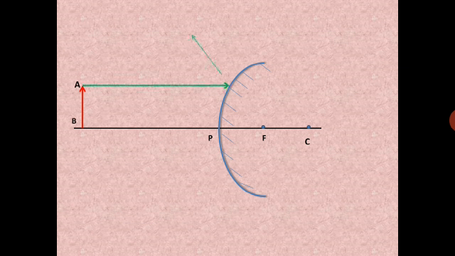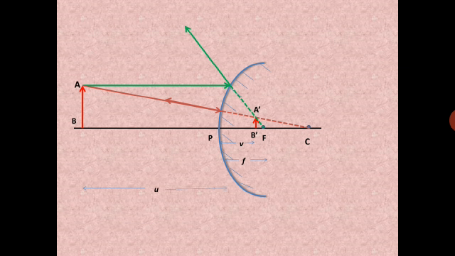The incident ray parallel to the principal axis gets diverged. When extended, it appears to be coming from the focus. The ray of light which goes along the center of curvature retraces its path. Where the two rays meet, we have the position of the image, that is A', B'. This image is virtual, erect and diminished. Finally, we mark the focal length F, the image distance V and the object distance U in the diagram.